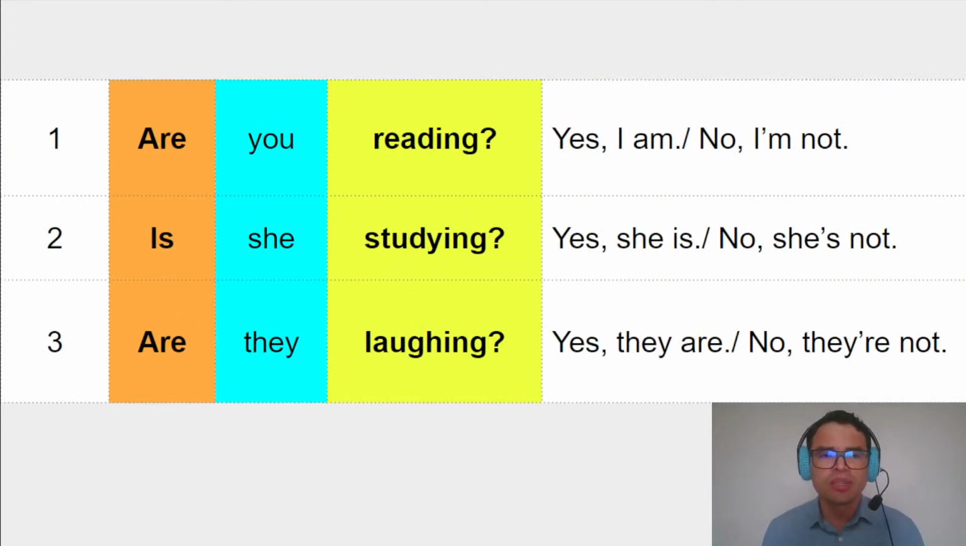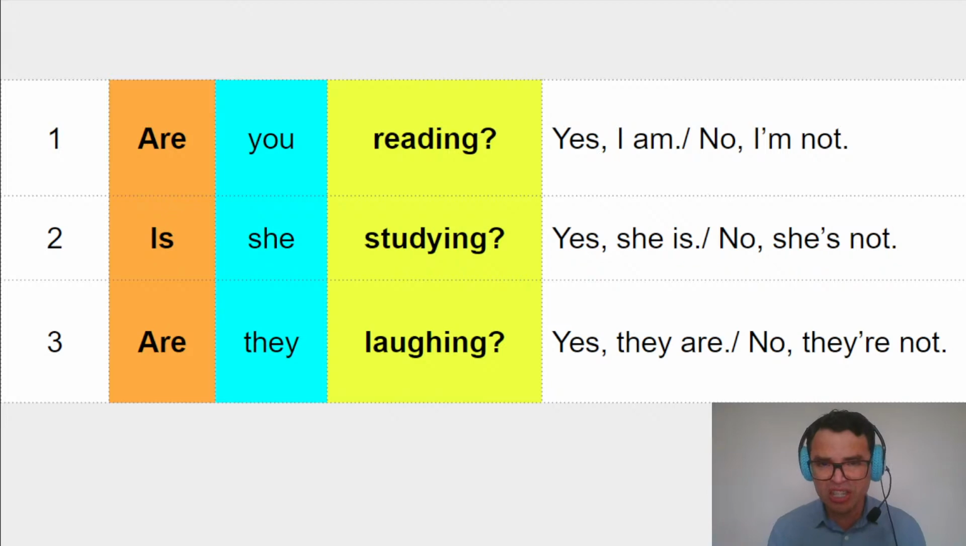Look at this. When you're making a yes no question using the present continuous, you have to start with a verb to be in orange. Then you put the subject in light blue and a verb in ing, yellow. Examples of questions. Are you reading? Short answers. Yes, I am. No, I'm not.